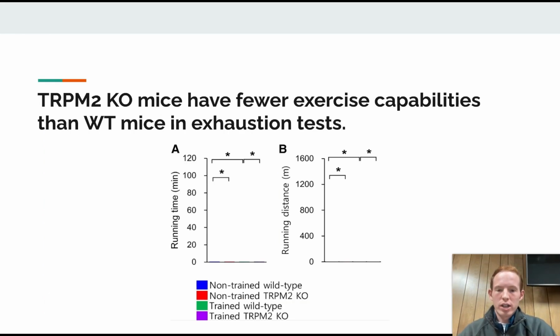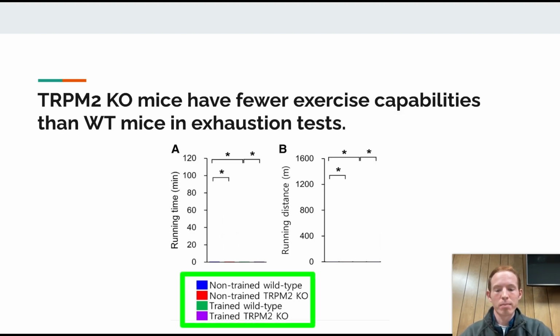Looking at our results, which are actually pretty exciting, we're looking at our first graphs here, which are the exhaustion tests that were run for the mice before and after training. Looking at our key down at the bottom, blue is going to indicate our non-trained wild type. Red's going to indicate our non-trained TRPM2 knockout. Greens are trained wild type, and purples are trained TRPM2 knockout.